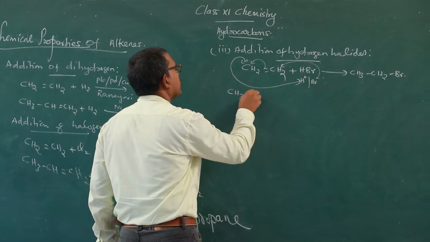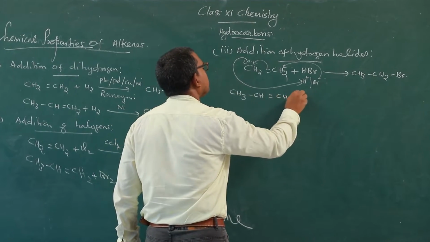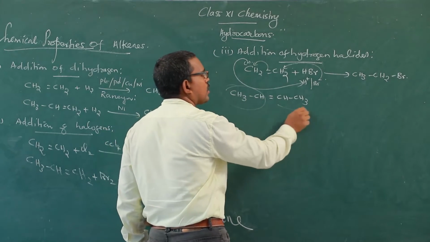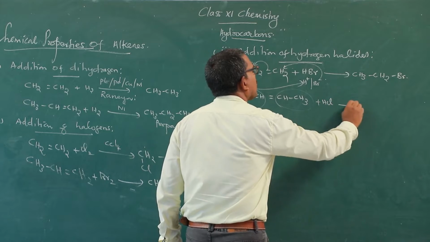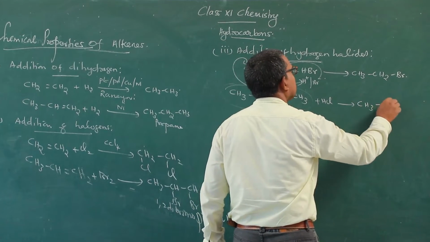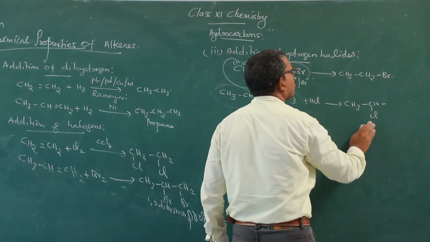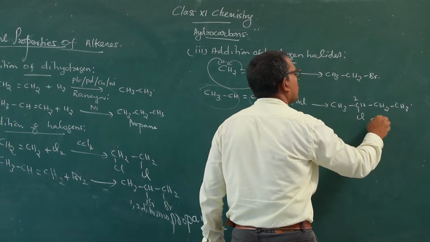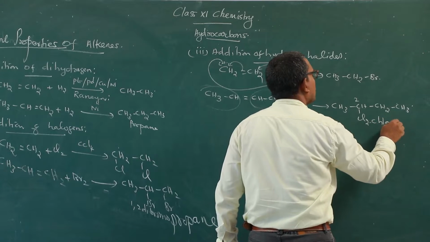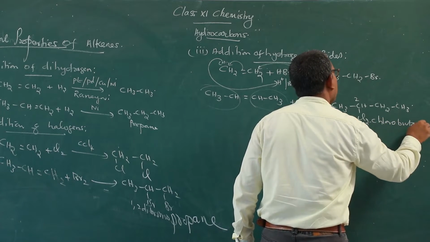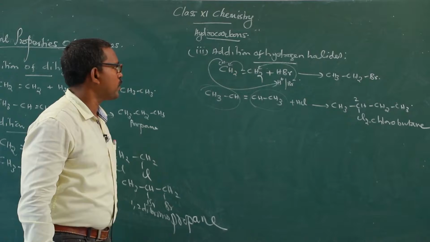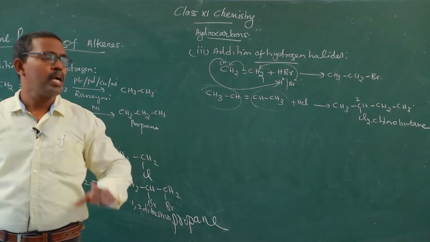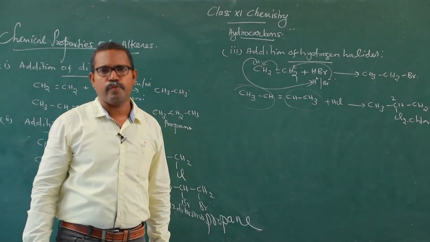Taking 2-butene, it is also a symmetrical olefin because there are 2 carbon atoms on each side. With hydrogen chloride it gives CH3-CHCl-CH2-CH3, 2-chlorobutane as the product. This is the addition of hydrogen halides to simple or symmetrical olefins.